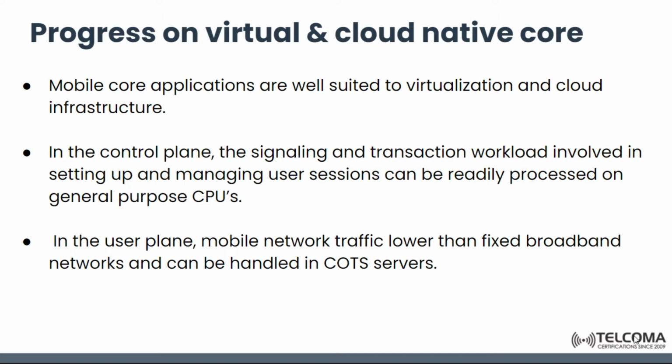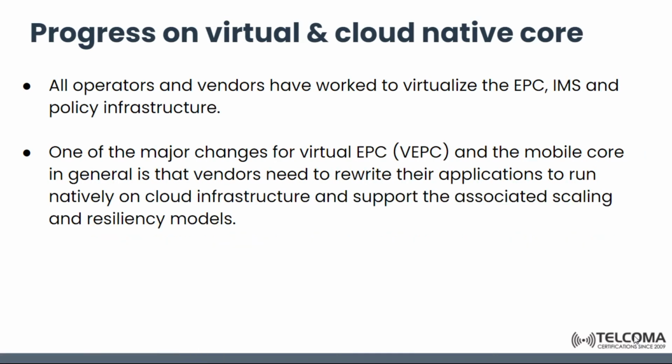In the user plane, mobile network traffic, which is lower than fixed broadband networks, can be handled on COTS servers. So we have two planes in the core network, the control plane and the user plane. The control plane has signaling related functions and the user plane has all the data related functions. So all operators and vendors have worked together. Why have they worked together? Basically so that they can virtualize the evolved packet core, IMS and policy infrastructure.